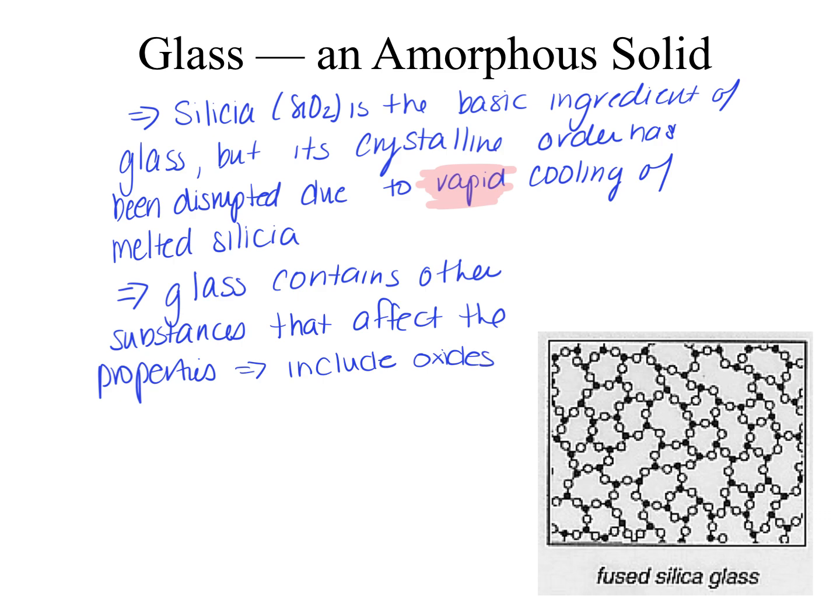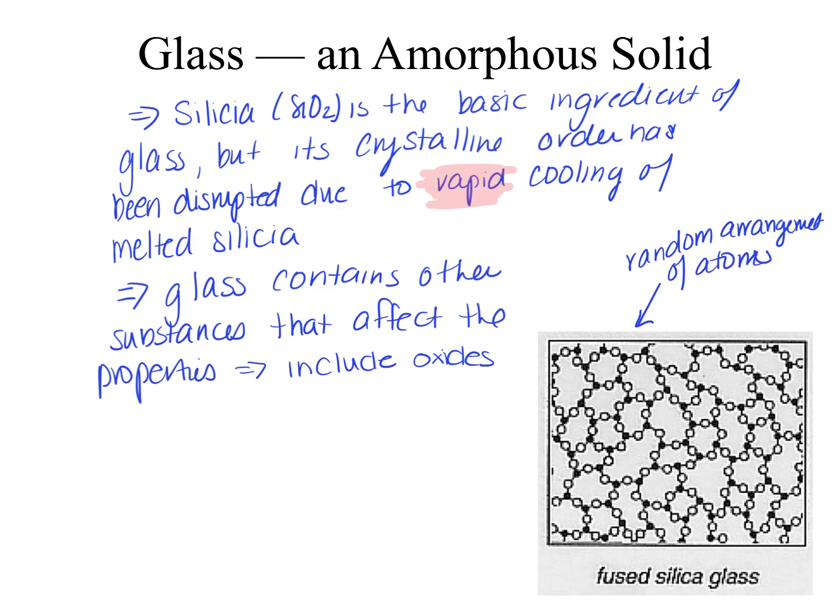So this includes oxides. I want to point out this picture right here, and I want you to compare it with the previous picture. The previous picture showed very organized quartz. This is fused silica glass, and I want you to notice it's just a random arrangement of atoms. That's it. It's all random. It's all over the place.